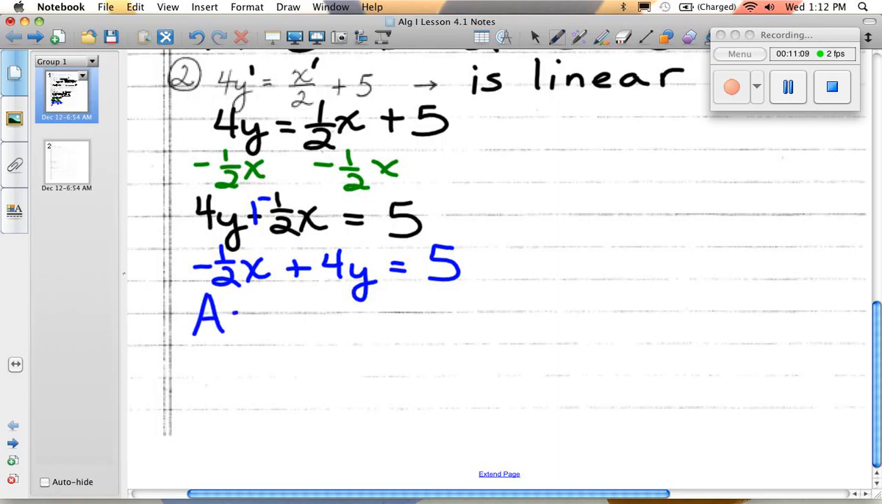So, what's our a value? Negative 1/2. What's our b value? 4. What's our c value? 5.